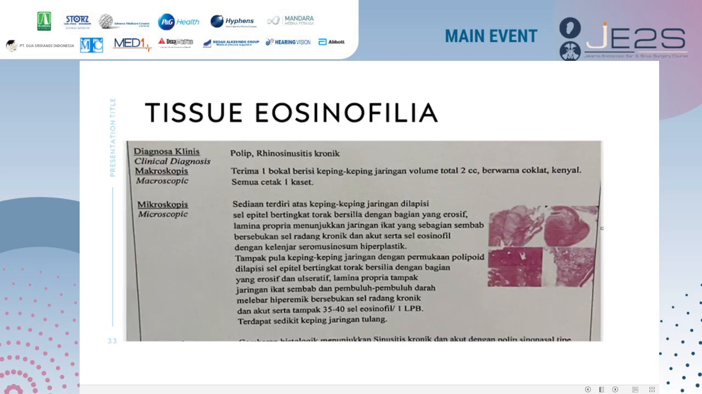And the diagnosis was made by the histopathologist. I think this is available in almost all of us, because in a hospital that has a histopathologist, they will help us to count the eosinophil count. In this patient, for example, there are 35 until 40 per high power field, and the cutoff point from EPOS is 10 per high power field. So we can suspect that this patient might have type 2 inflammation.